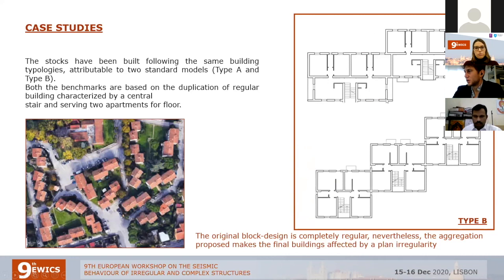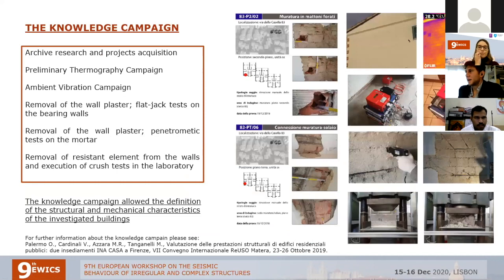In the other case, in type B, there is the aggregation of three different cells. So in order to define all the characteristics of these masonry buildings, an adequate knowledge campaign has been performed, and it starts with an accurate research and the project acquisition.